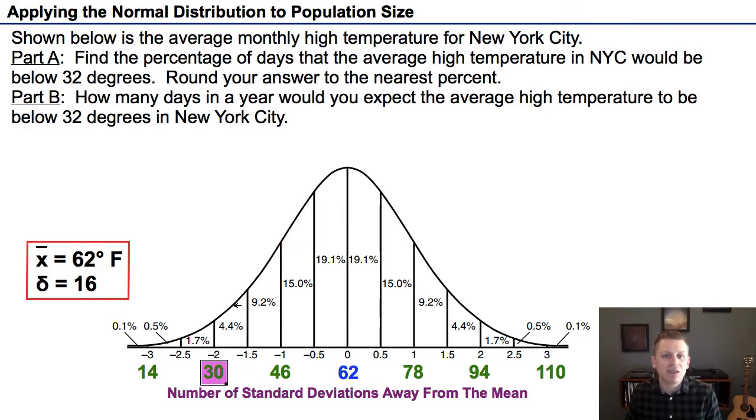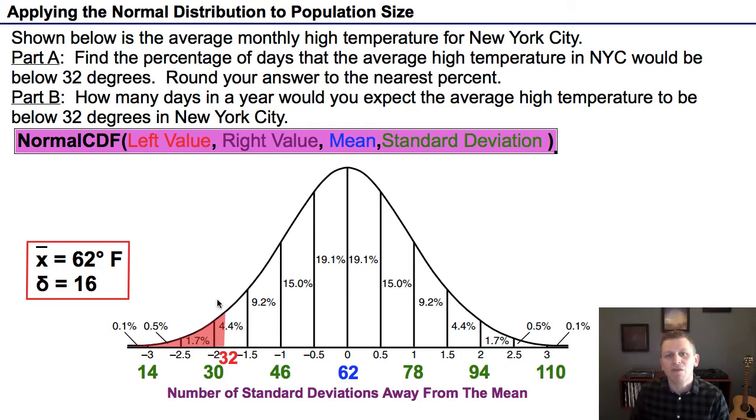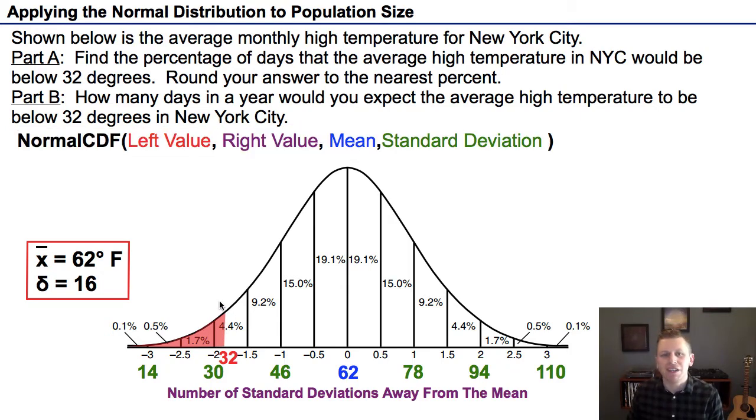Well, here's 30, so 32 must be somewhere about right here. This here shows the percentage of days that are below 32. Because the temperature falls within a standard deviation line, we're going to have to use our normalcdf formula, which we learned about in the last video. We want to know less than 32, so we don't know what the lower temperature is. We want it to go on forever to the left.